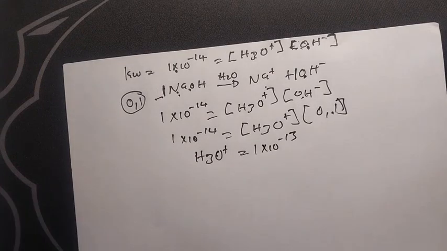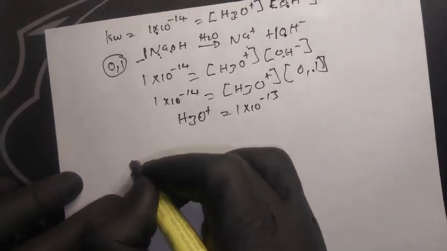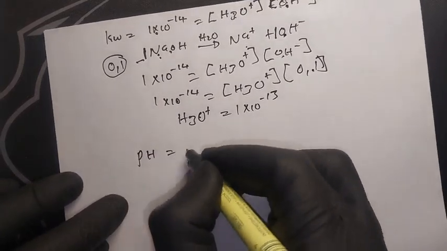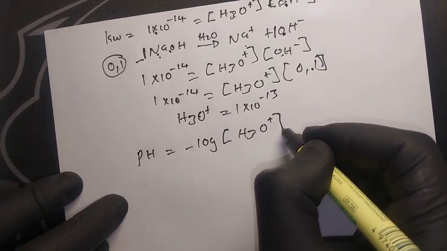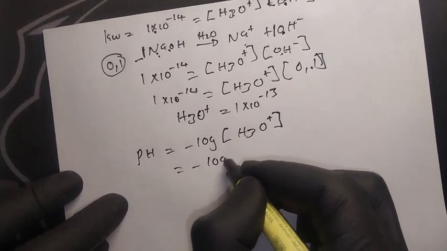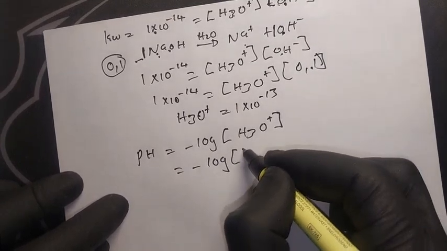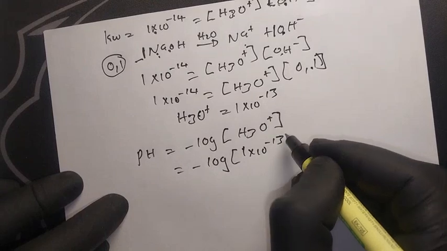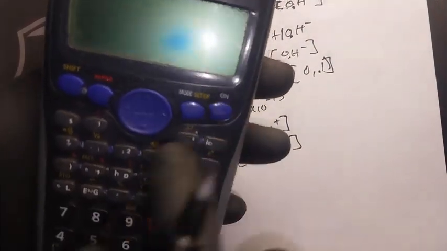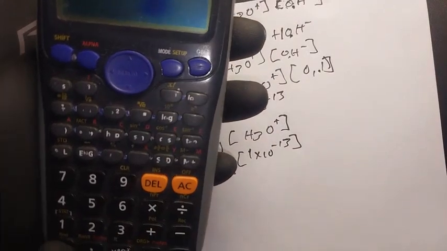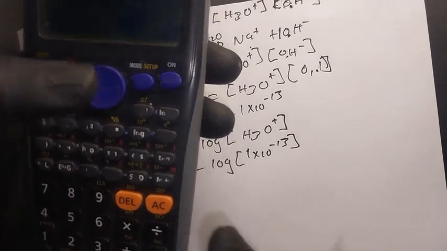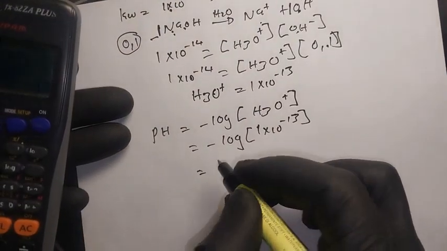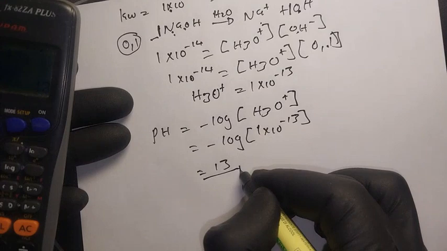Then when you're done, you're going to take the pH. You're going to say pH is equal to negative log of [H3O+], which is going to be 1 times 10 raised negative 13. So negative log of 1 times 10 raised negative 13, then we're going to get the value of 13, which means the pH over here is 13.